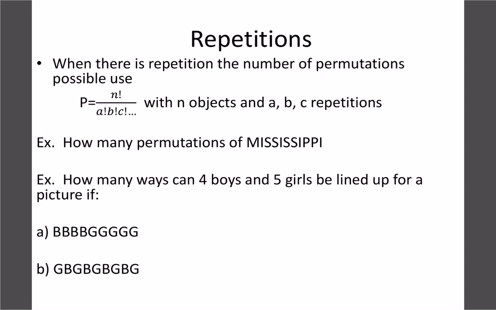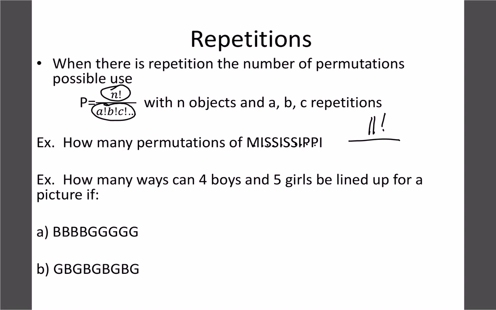And here's a little note on repetitions. If you have repetitions, basically do your total number on top. So n factorial is the total, and then on the bottom just divide by all of the repetitions. So for Mississippi, we got 1, 2, 3, 4, 5, 6, 7, 8, 9, 10, 11 letters. So we'd have 11 factorial.